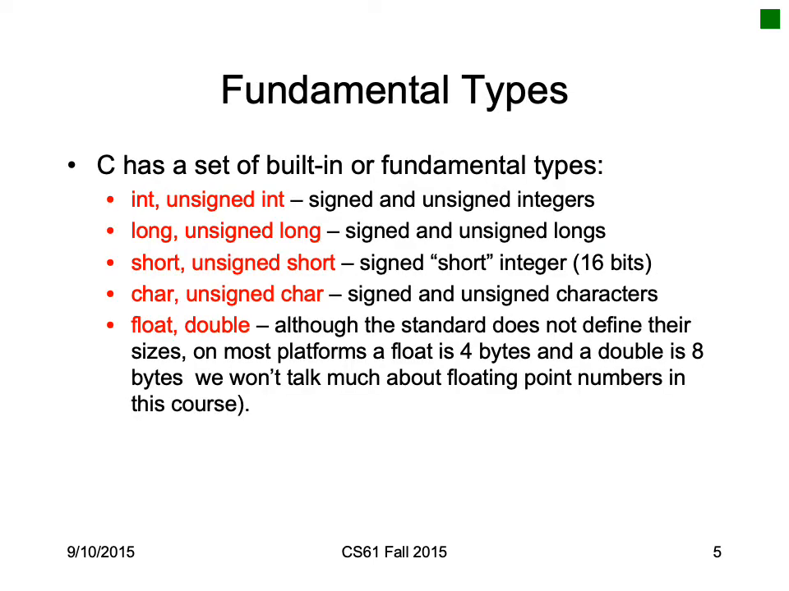Now C has 2 different kinds of types. There are fundamental types that are built into the language. And then there are derived types that programmers construct out of fundamental types or other derived types. So you've seen most of these before. We have integers and unsigned integers, we have longs and unsigned longs, we have shorts, we have characters, we have floating point representations, both float and double. These are the types that are built into the language.